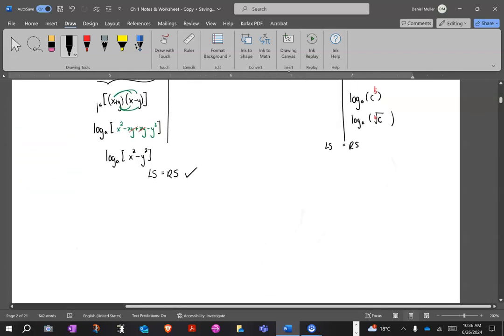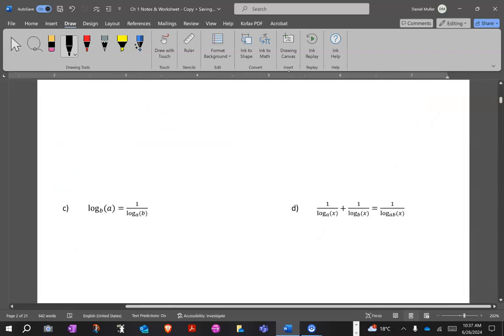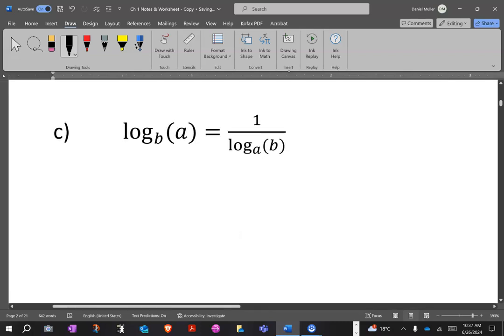Let's take a look at the next one. This one has a different log rule and a different, it seems like most of these here have a log trick as well as some sort of algebra trick. Now, which side is more complicated? It looks to me like the right side, so I'm going to stick with that.